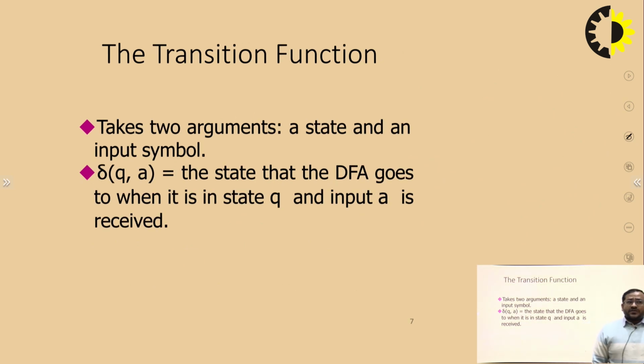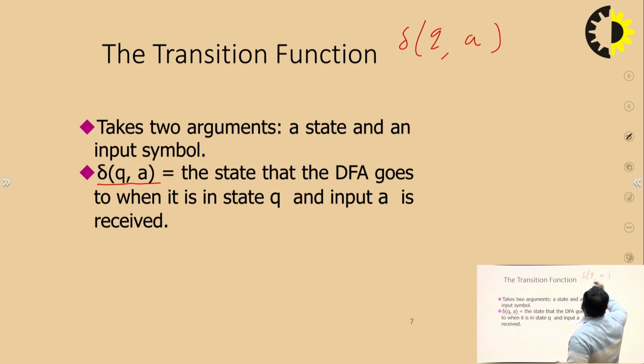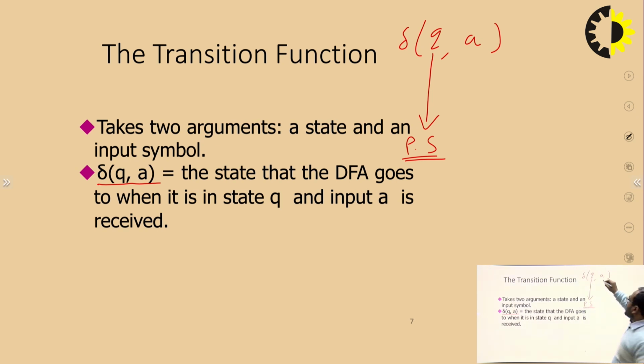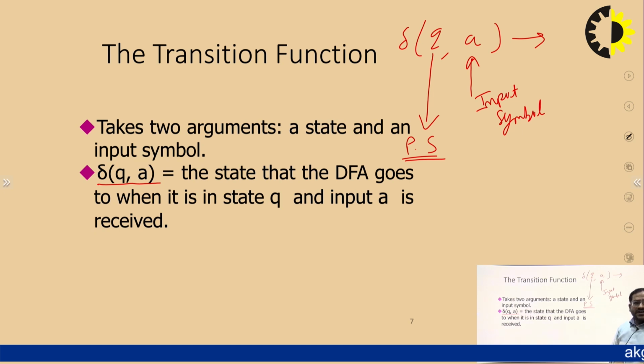When we are creating a finite automata, these 5 tuples are going to be used here. The transition function basically takes 2 arguments, as I told you earlier. You can see here that the transition function represents 2 symbols. First is the present state, like delta q comma a. That q represents the present state, meaning the state in which I am right now. And the second is the input symbol.